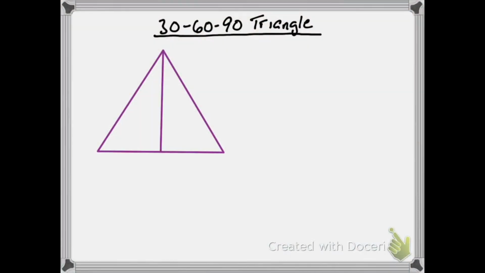Finding the sides of any 30, 60, 90 triangle. Let's start with an equilateral triangle. Since it's equilateral, we know all of the angles have to be 60 degrees inside, and if we cut it in half, we know this angle at the top has to be 30 degrees.